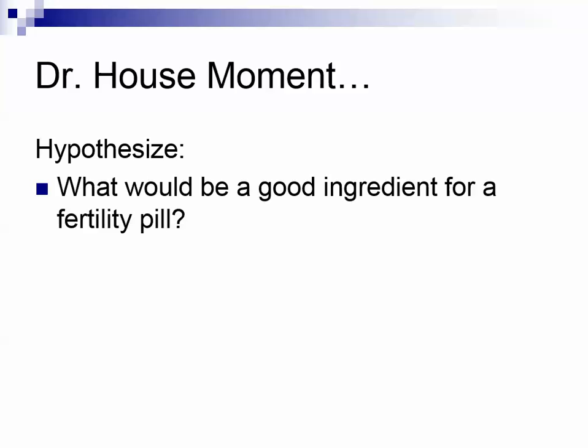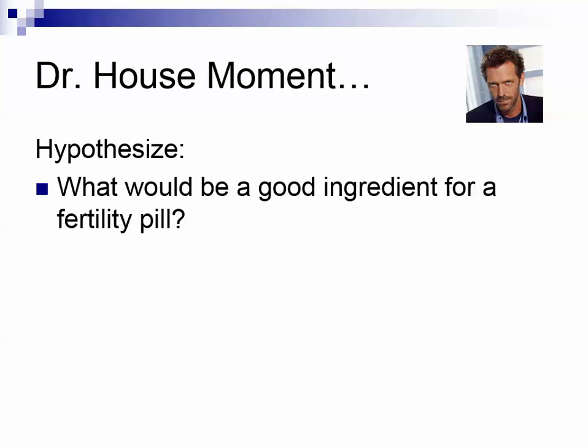Now, if you can put all this information together and really understand it, you should be able to answer this Dr. House question. What would be a good ingredient for a fertility pill? This is an important question because 1 out of every 8 couples in the United States have fertility problems, have trouble getting pregnant. So it could be the guy's fault, but let's assume, because we're on the female hormonal cycle, that it's sort of the woman's fault. The best way to answer this question is to think what could be the problem with the woman's body, and then how could you fix that problem using something that could be given to her in a pill.